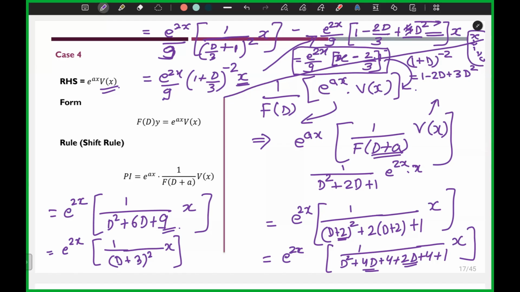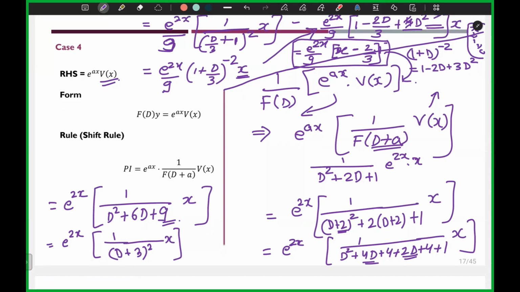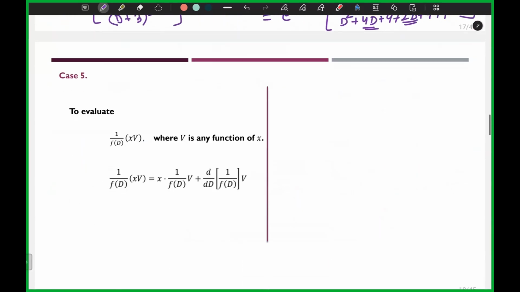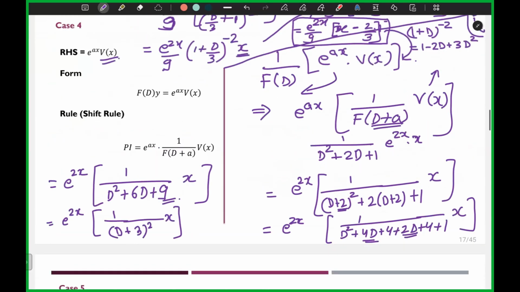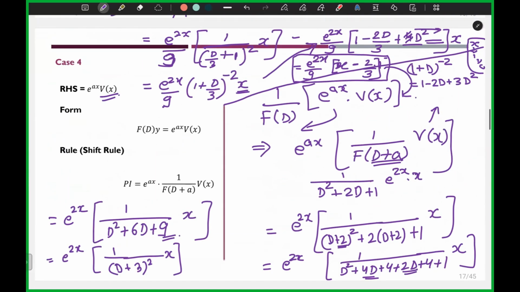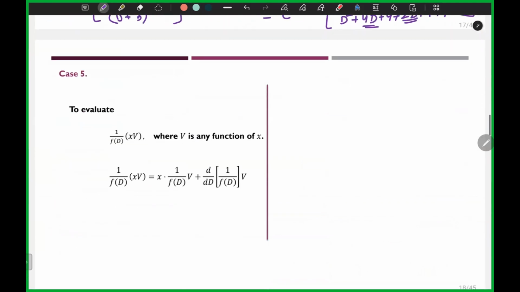Okay. So next, moving to case 5. I think this case is clear to all of you. Anyone can respond if this part is okay to all of you. Yes, sir. Okay, fine.